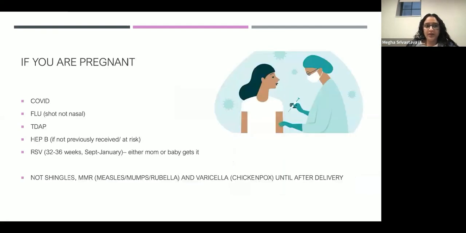And then if you're pregnant, COVID and flu and Tdap, I said, but that's the tetanus shot. Hep B is another one if you never got it before. RSV is something to give immunity to your baby. So you get it later on in your pregnancy, and then you as a mom get it, and then your baby will be immune. Or if you don't get it, then your baby needs to get it within the first few months of their life.